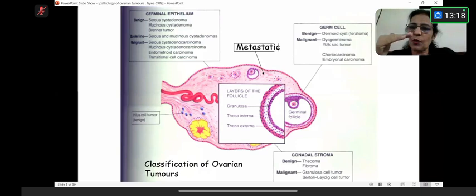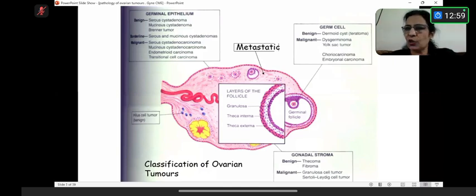So these are the four important tumors which arise from the germinal epithelium, and all of them can be categorized from benign, borderline to malignant. The anaplasia and the invasion make it malignant, while lack of invasion makes it borderline, while the benign tumors do not show any features of anaplasia.